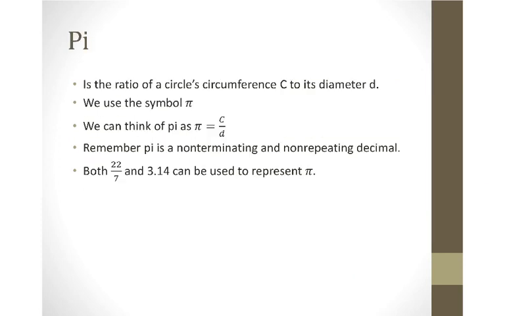So the next thing we're going to talk about is pi. Now, pi is an important ratio. And remember, guys, ratios are simply just a fraction, okay? We talked about these a while back. But pi is the ratio of a circle's circumference to its diameter. So we use this pi symbol, and we can think of pi is equal to circumference over diameter. So if you were to take any circle circumference and divide it by the diameter, you would end up getting pi. Remember, pi is a non-terminating, non-repeating decimal.